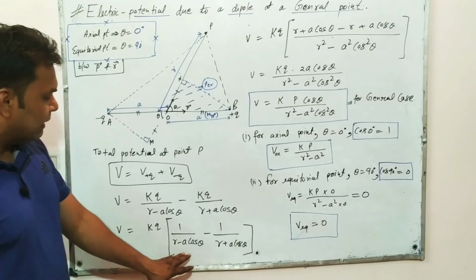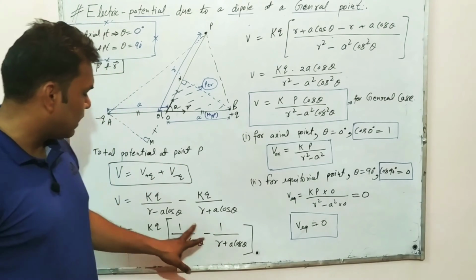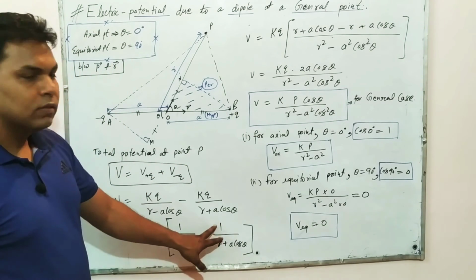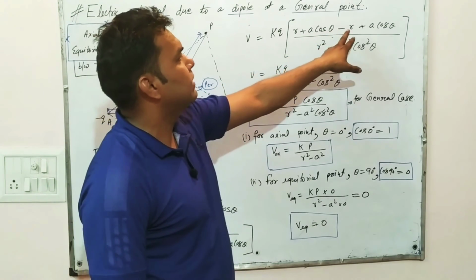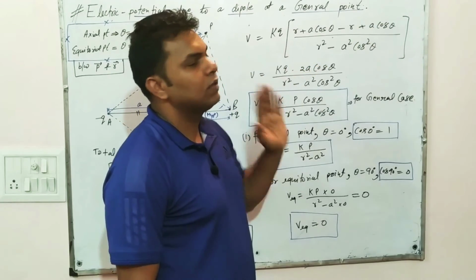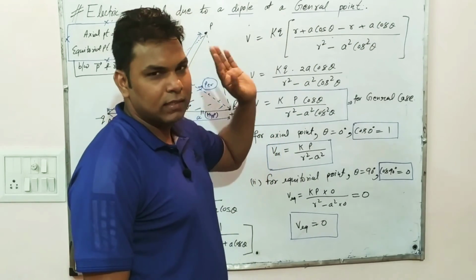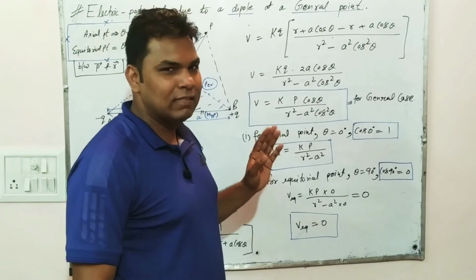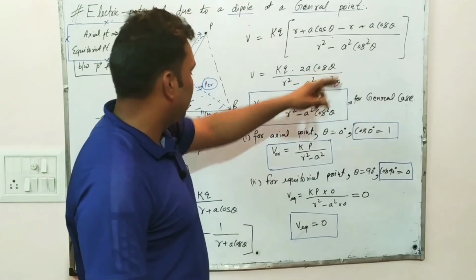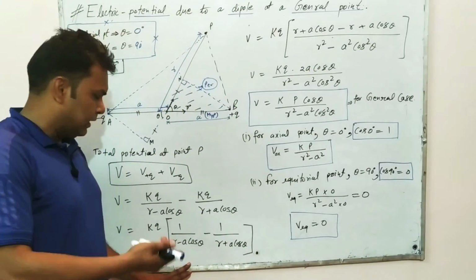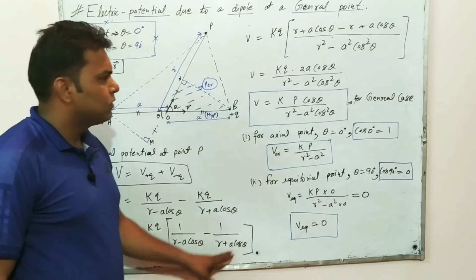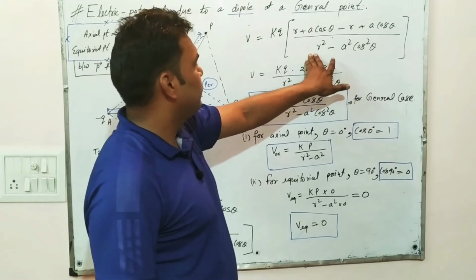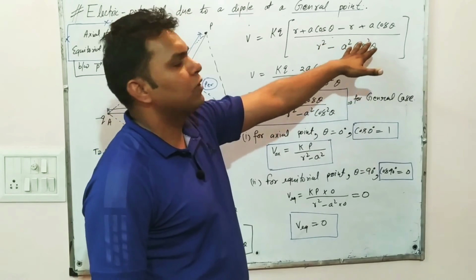Now just take the LCM. So we have R plus A cos theta minus R plus A cos theta. It's simple mathematics. You all can do it easily at home. Now in the denominator, it's a very simple formula: A minus B into A plus B, which is A square minus B square. So we have applied it here. So it comes out to be R square minus A square cos square theta.